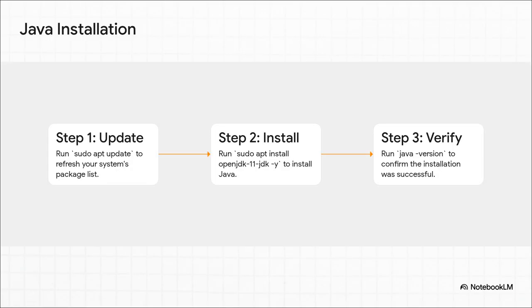It's really just 3 quick commands. First, we'll run a sudo apt update to make sure our system's package list is fresh. Then, we'll install the Java development kit itself. And finally, we'll just run a quick Java version check to make sure it's all there. And with that, our foundation is officially set.